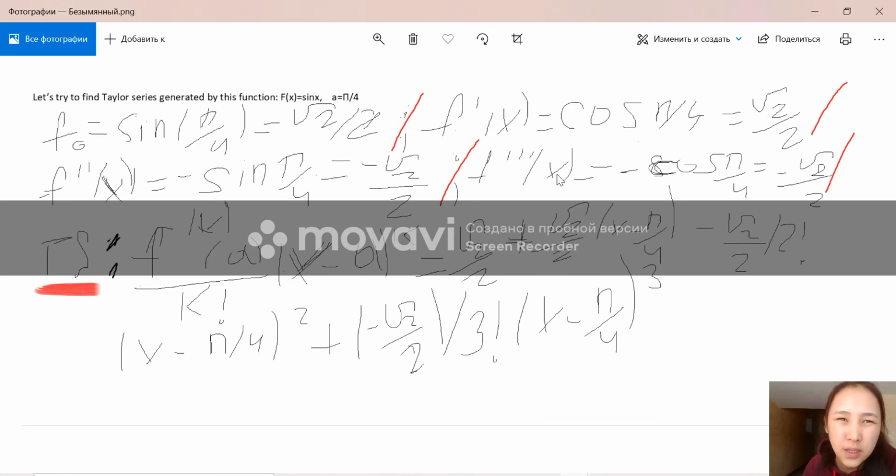I already tried to solve the example, and I drew it in Paint. Let's try to find the Taylor series generated by this function, where the function is equal to sin x and a, the interior point, is equal to pi over 4. Firstly, we must find the first, second, and third derivatives of this function.